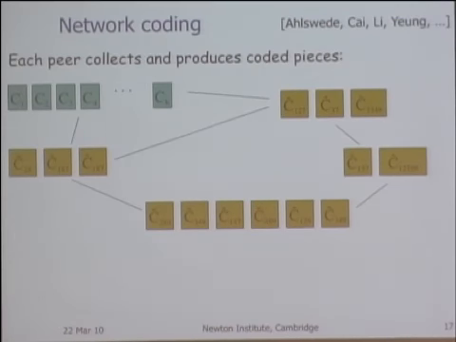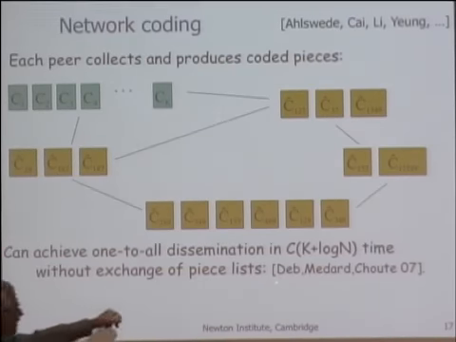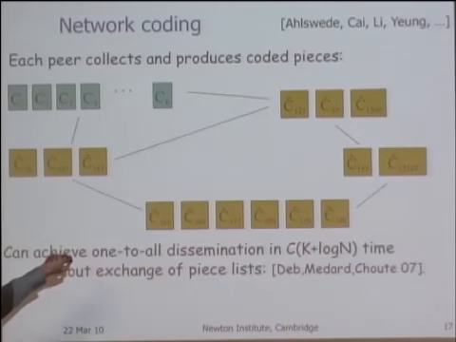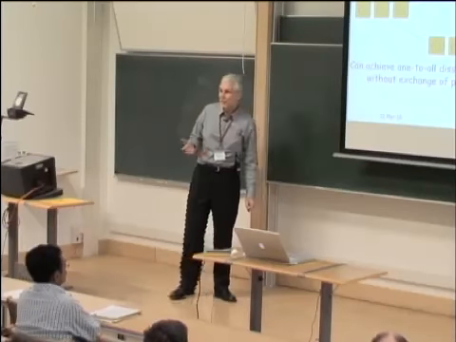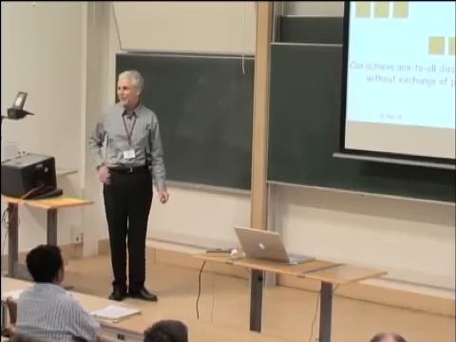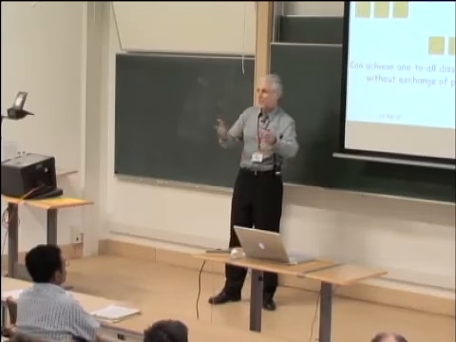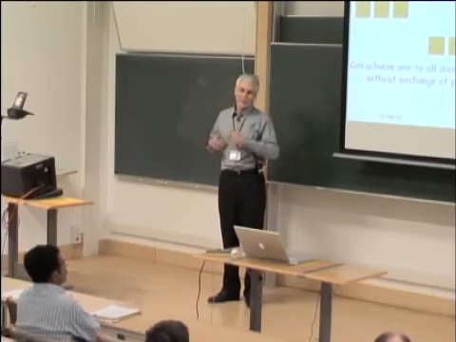And when they want to give someone else a piece, they take a random linear combination. Okay, and there's a paper of Deb, Medard, and Shute showing that you can achieve all-to-one dissemination in k plus log n time, the optimal time, times a constant c, which is experimentally a little bit more than 2, but the proofs give maybe 3 or 4, something like that. Without exchange of piece lists, you just send those pieces out.